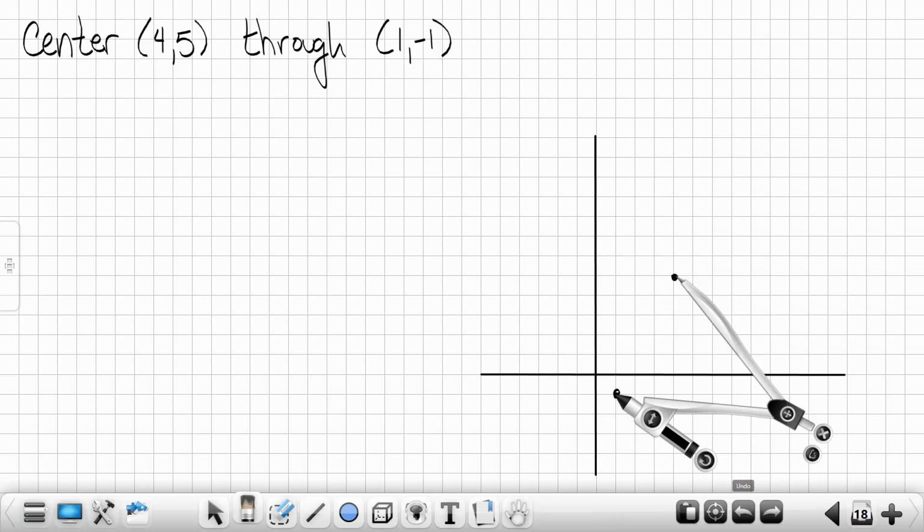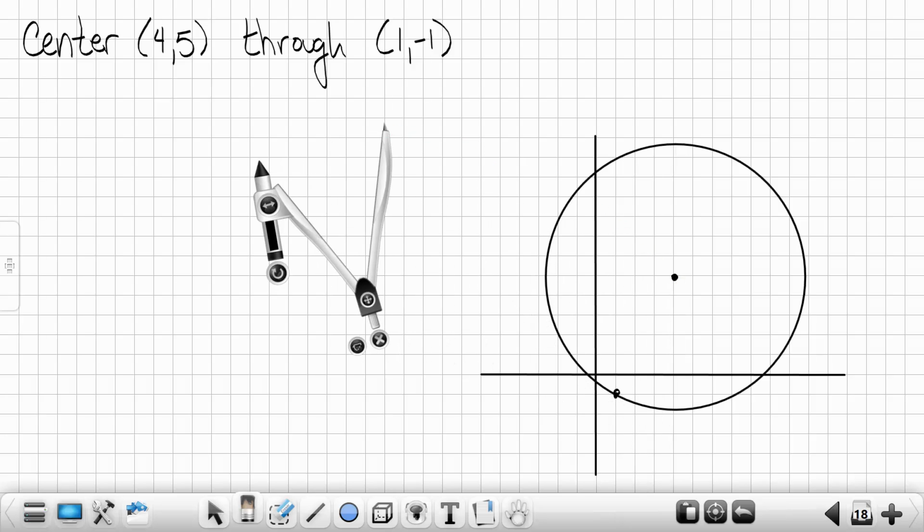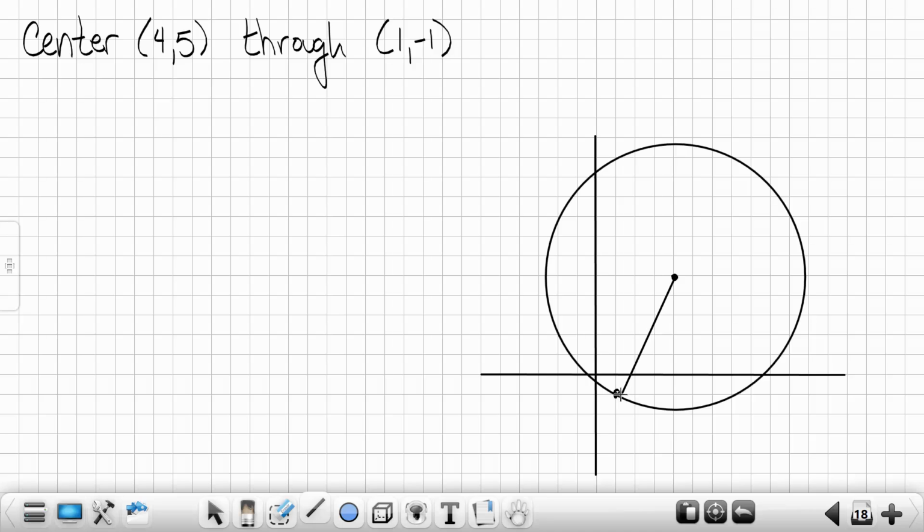So we need to figure out that distance right there. It's almost 7. So we need to figure out how big the radius is.